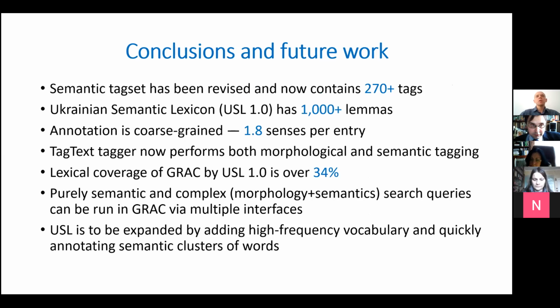To sum up, the USL and the text tagger have been updated or developed, and the semantic annotation in its initial form has been implemented in Grok. More than 1,000 high-frequency lemmas have been annotated. They cover slightly more than 34% of the words in the corpus. In the future, I hope to expand the USL by adding more words to it, and then applying that annotation in the next versions of the corpus. Thank you for your attention.